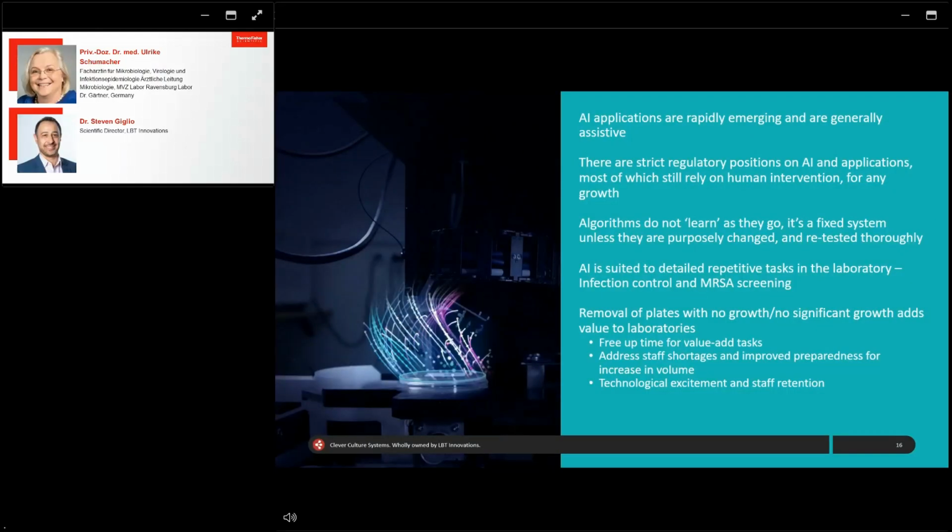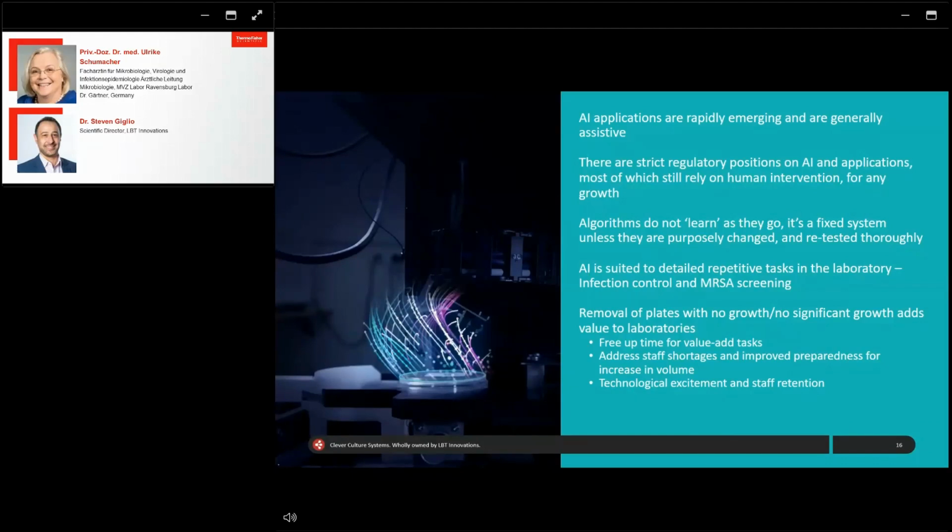So in conclusion, AI applications are rapidly emerging and are generally assistive. Really important: we're not here to take anyone's job. We're here to make life easier for everyone. There are strict regulatory positions on AI and applications, most of which still rely on human intervention for any growth.